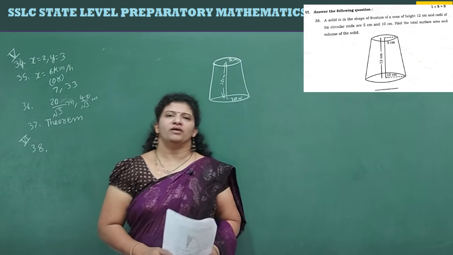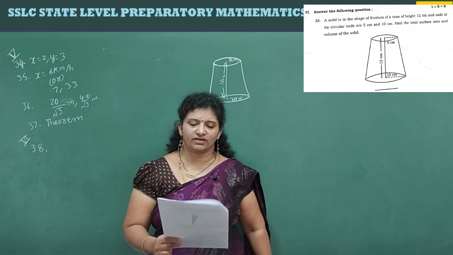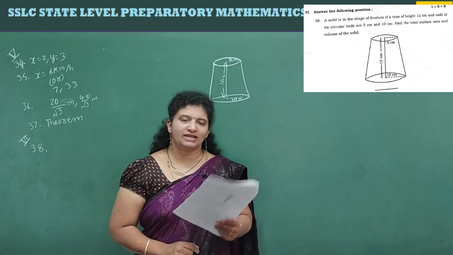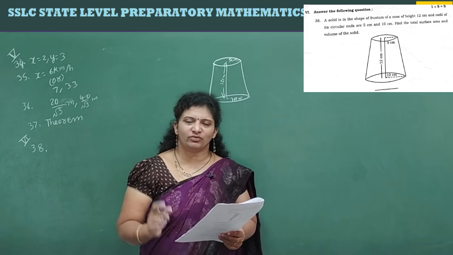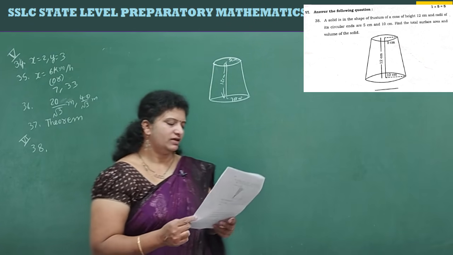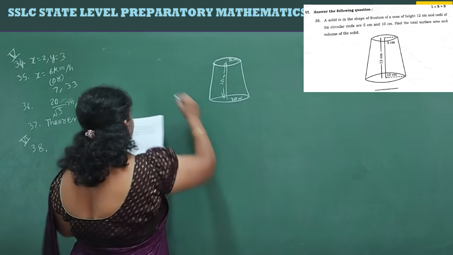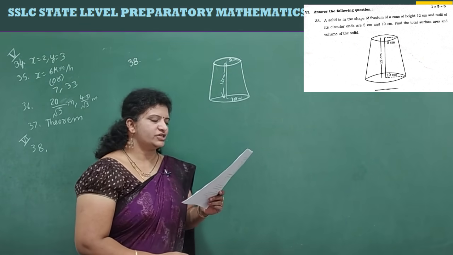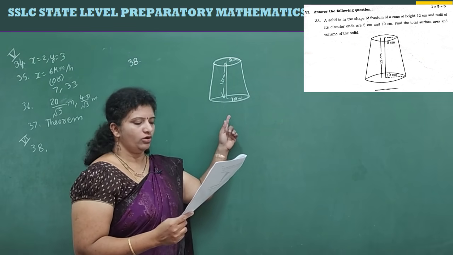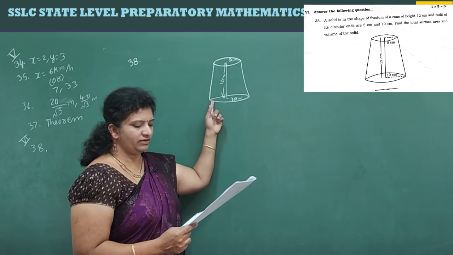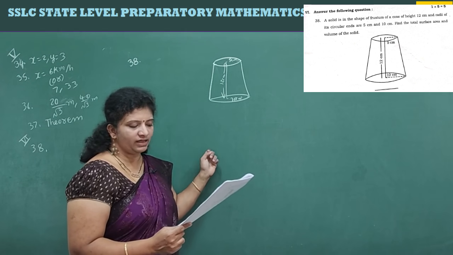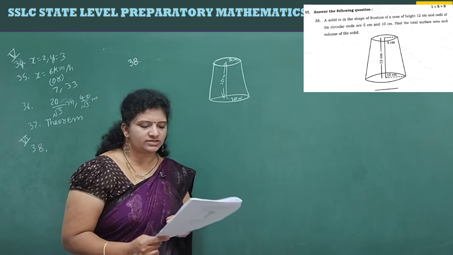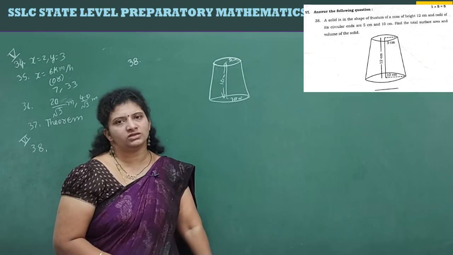With this we end your fifth main, and we have the last main, that is the sixth main, with only one question. Answer the following question. That question carries 5 marks. Let's see the question, the 38th one. A solid is in the shape of a frustum of a cone of height 12 centimeters. Radii of its circular ends are 5 centimeters and 10 centimeters. Find the total surface area and volume of the solid.